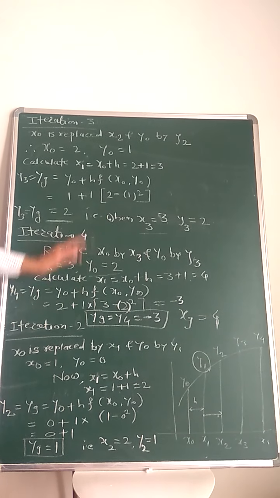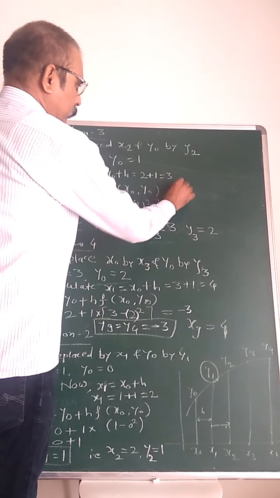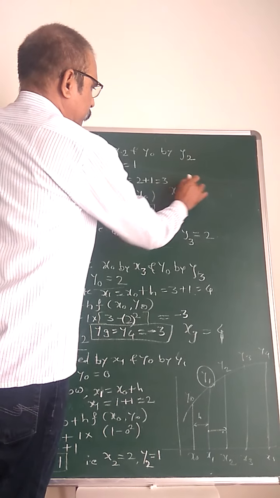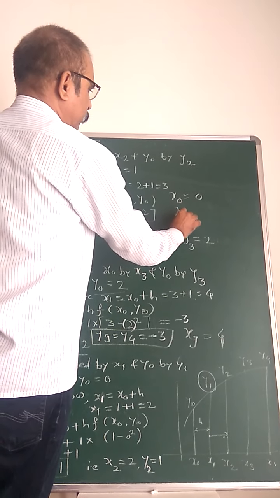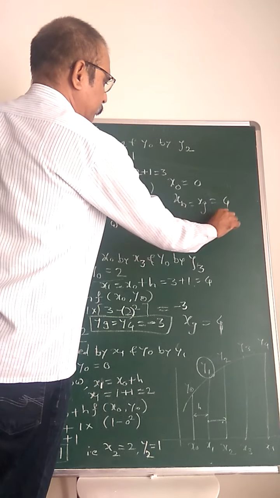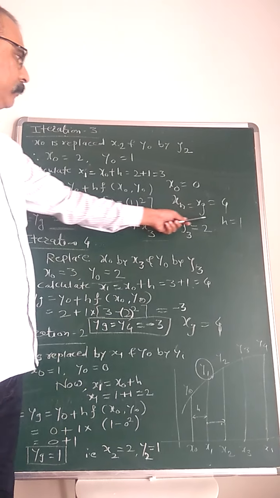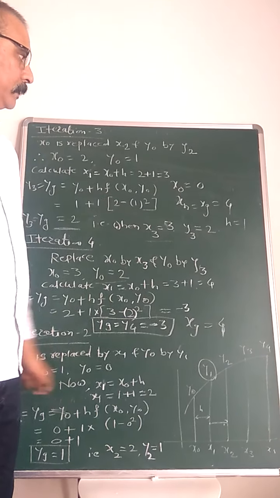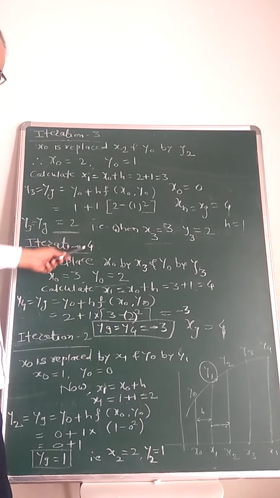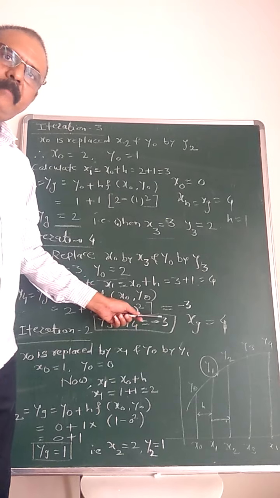Here for this case, the initial value of x0 is equal to 0 and the final value, that is xn or xg, is equal to 4 with step size h is equal to 1. It means that Euler's formula is applicable for 4 iterations. Therefore after the fourth iteration, the value of y4 or yg is equal to minus 3.